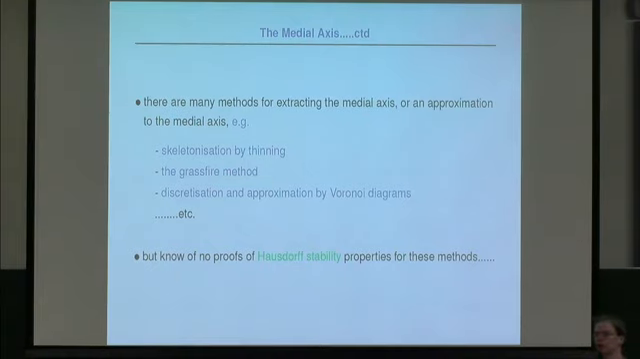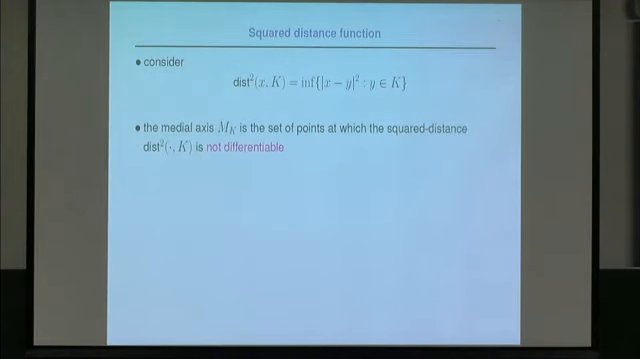So what I want to do now is introduce an alternative which exploits the properties of the compensated convex transforms, and we do get some Hausdorff-stability properties. What we do is we take the square distance function from x to some set K. This is the infimum of the absolute value of x minus y squared, for y in K.